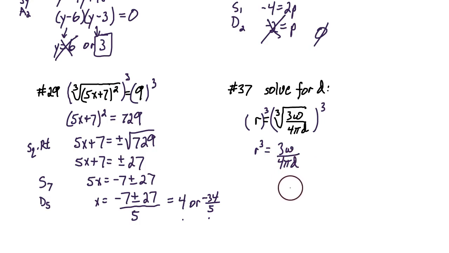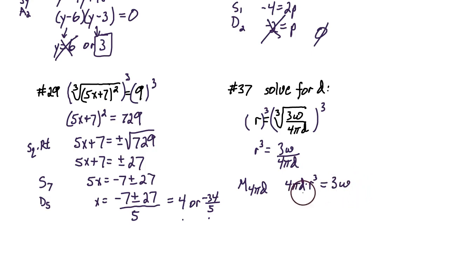Again, we're trying to get the letter d alone. So in the next step, let's multiply both sides by 4 pi d. That will take this denominator and move it over to the left side. So we have 4 pi d times the r cubed, and that's equal to the 3w.